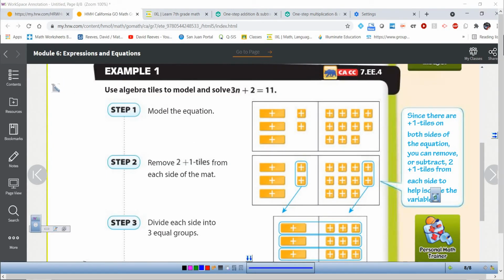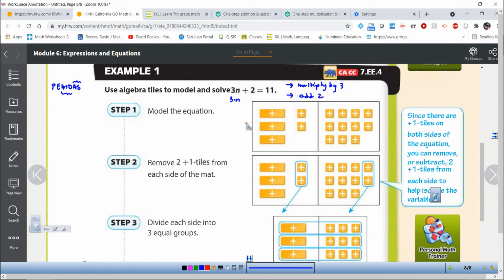All right, now remember, order of operations was do what's inside the parentheses first, and then exponents, and then multiplication and division from left to right, and then addition and subtraction from left to right. So if I have this expression 3n plus 2, and again that 3n means 3 times n, I would multiply by 3 and then add 2, right? So going this direction, what I would do would be multiply by 3, and then I would add 2.